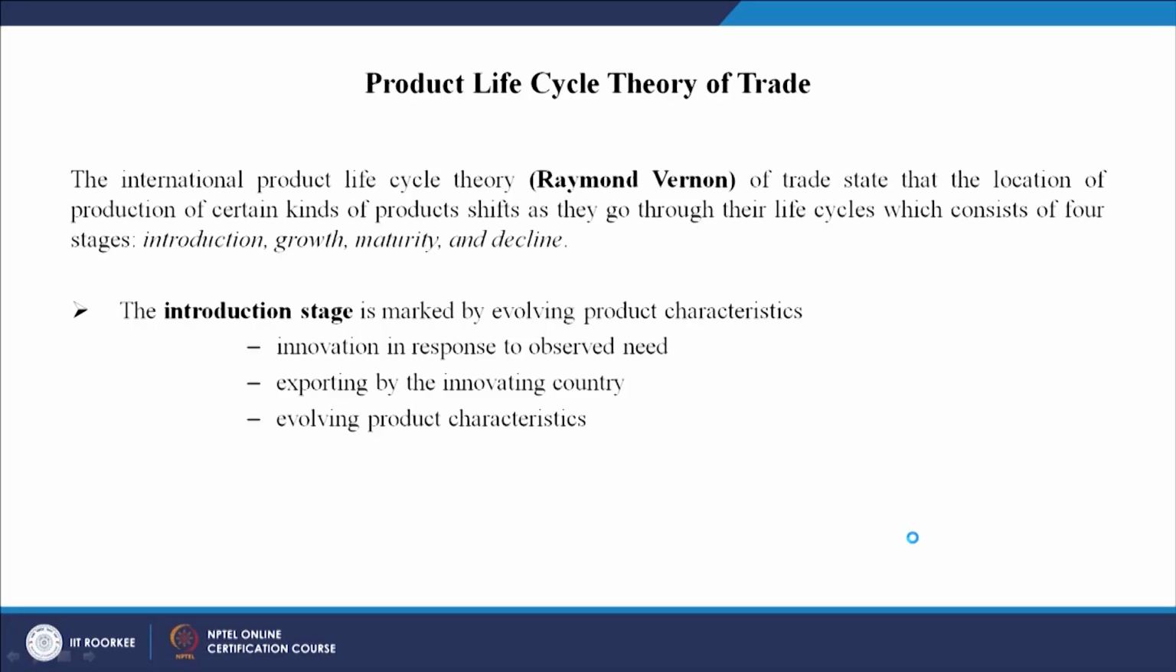The next theory is called the product life cycle theory. Raymond Vernon gave this theory, and he says that the international product life cycle theory of trade states that the location of production of certain kinds of products shifts as they go through their life cycles, which consist of 4 stages: introduction, growth, maturity and decline. So, what are these 4 stages? It is something like this.